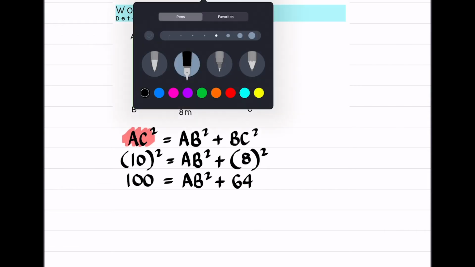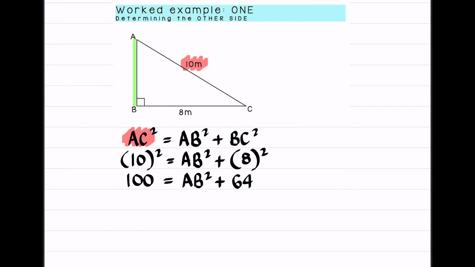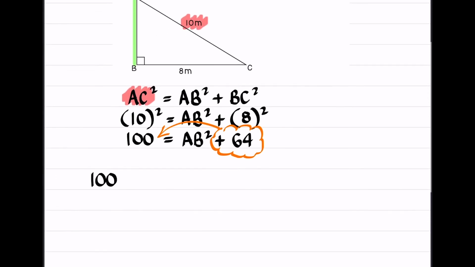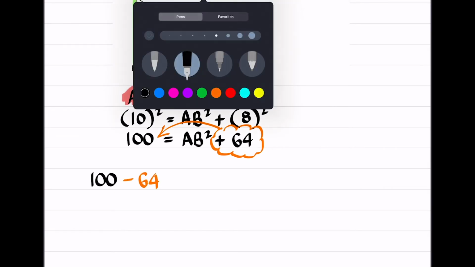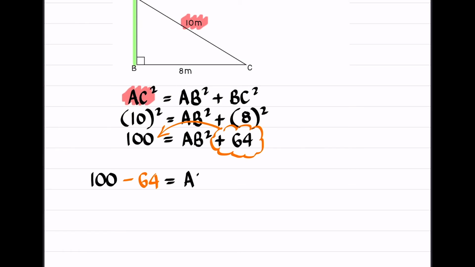Now I want to isolate the AB, or the AB squared for now. So I'm going to take this positive 64 across the equal sign, or subtract 64 from both sides. The 100 is going to stay the same and stay first. The positive 64, when it goes across the equal sign, will now become negative 64, and that will be equal to AB squared. So 100 minus 64 is 36, equal to AB squared.